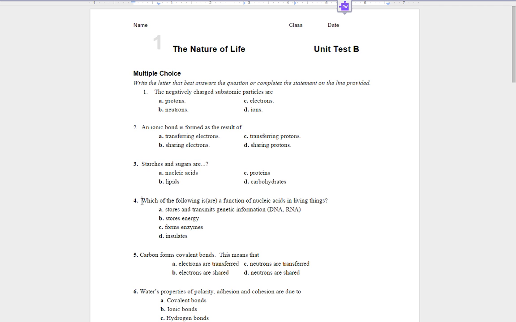Number 4. Which of the following are a function of nucleic acids in living things? Store and transmit genetic information, DNA or RNA. They store energy. They form enzymes. They insulate. Which of the following is a function of nucleic acids in living things? Store and transmit genetic information, store energy, form enzymes, insulate.